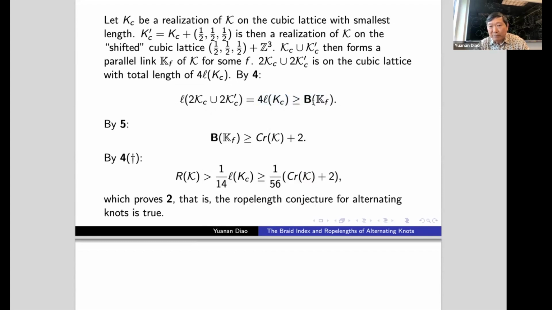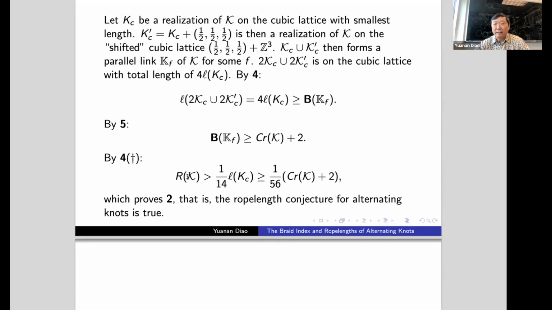If you divide both sides by 4, you get 1/4, right? So you take the 1/4 times this 1 over 14, you get 1 over 56, and the crossing number there. So that's the constant we are talking about. So it's 1 over 56. That's our constant times the crossing number plus a little bit more, right?